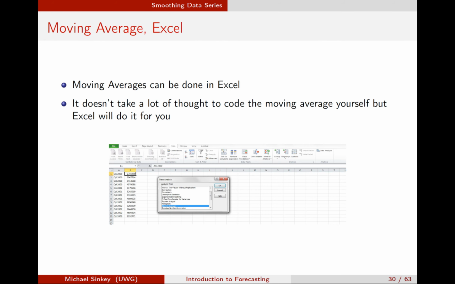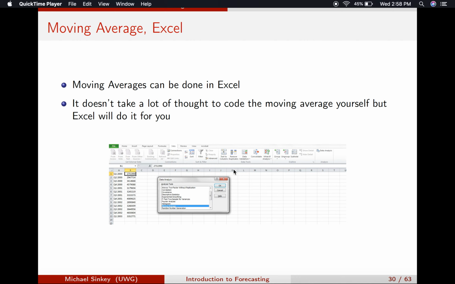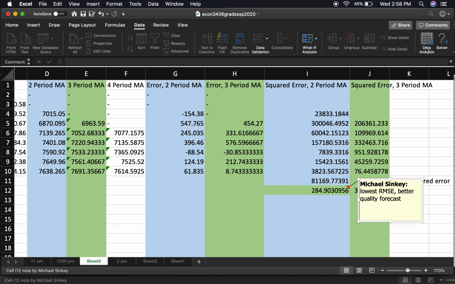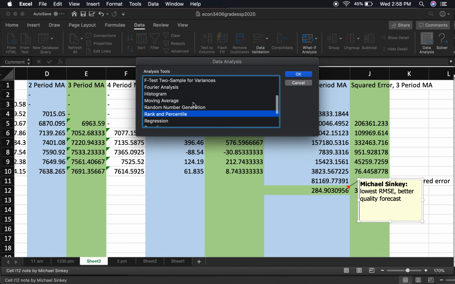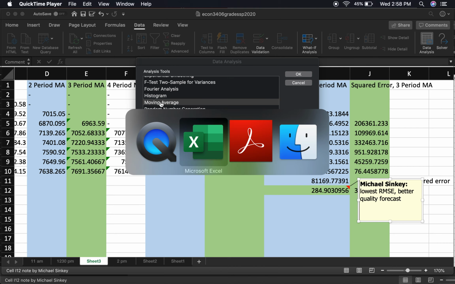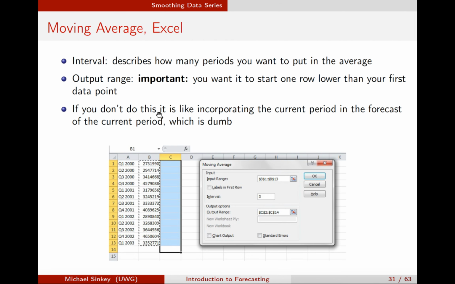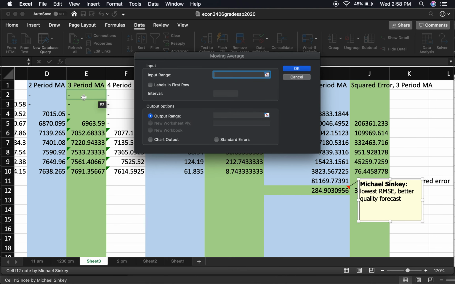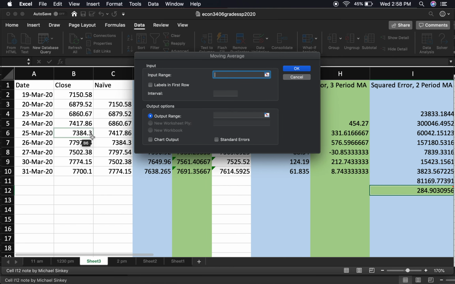Excel will do this for you. If you use the data analysis tool pack in Excel, I go to data, data analysis. Excel actually has a built-in moving average forecast for you. Now, the trick with Excel, if we go back to the slides here, is when you put the input range, it is the data. The interval describes how many periods you want to put in the average. So we go back to Excel, I hit moving average. Input range is the data. Interval is how many periods you want in the moving average.